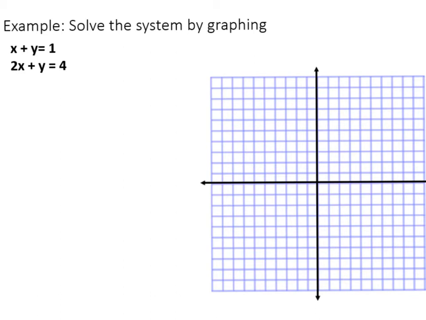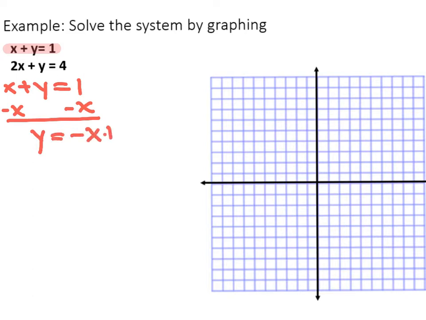In the first example, we're going to solve the system by graphing. So our first equation is x plus y equals 1. In order to graph this line, we have to solve to get y by itself. So if I rewrite my equation, x plus y equals 1, if I want to get y by itself, I have to move the x. So I would subtract x from both sides to get y equals negative x plus 1. And that means that the slope is negative 1 over 1, and the y-intercept is 1.